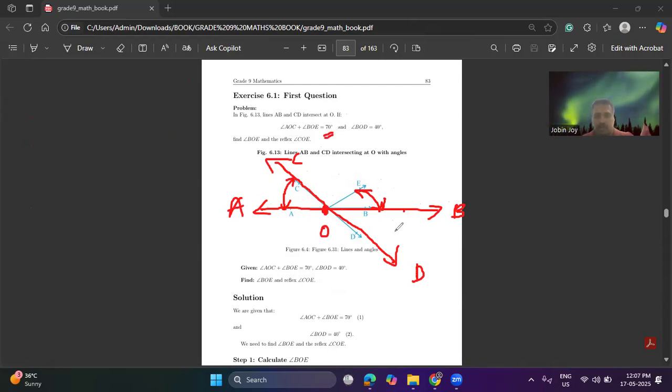And angle BOD, this angle, is given, equal to 40 degree. Find angle BOE, find this angle. We don't know the value of this angle, but we know that when you add these two, you will get 70 degree. That is given. So calculate BOE and reflex COE. Reflex COE means the other side, this side. This angle is called a reflex COE.